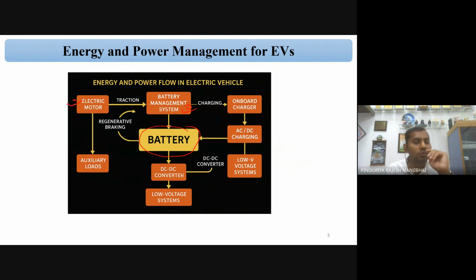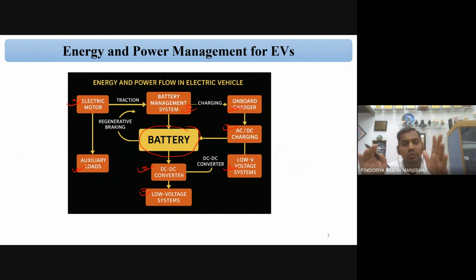Electric motor, because we have to give some power to the electric motors. Auxiliary load, we also have auxiliary load. DC-DC converter, low voltage system, because somewhere we have to use high voltage, somewhere we use low voltage. Low voltage systems, AC and DC charging system, onboard charger. So this is the overall energy and power flow in electric vehicles.